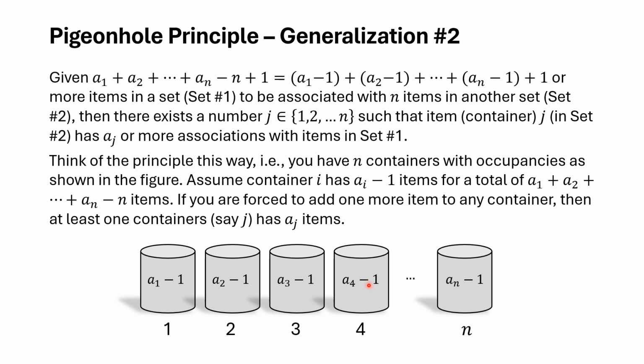And if we add one more ball, which would give us this number here, then we're forced to have one of these containers with a sub j balls in it. So let's just say we put it in this one here, container 3. So we take the one more ball to make this satisfy this number here, a number in set 1. We put it into this container. Then this container would have a sub 3 balls in it, and that would satisfy what's being claimed in this theorem.